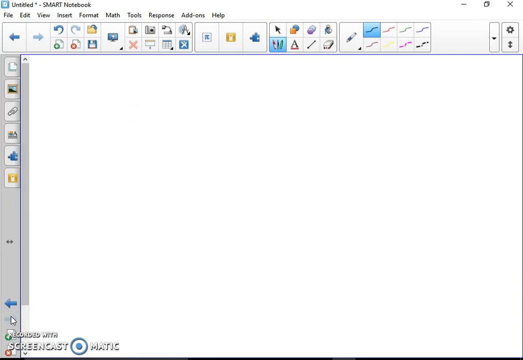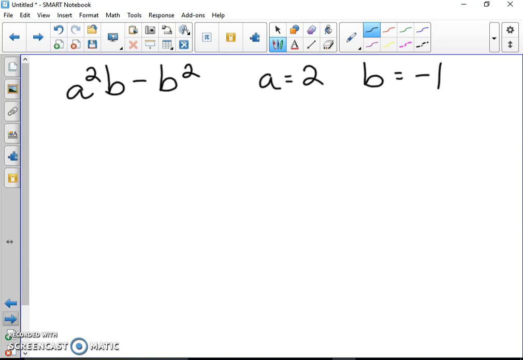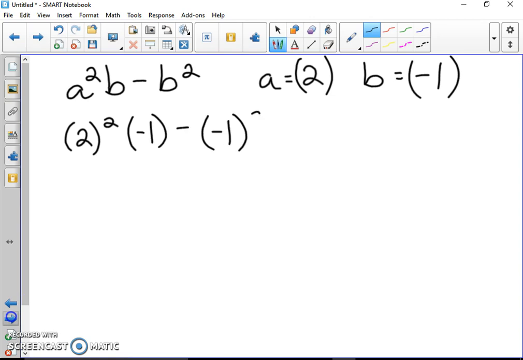Another thing we might see is an expression that has more than one different variable. So an example of this would be a squared times b minus b squared. And let's say that a equals 2 and b equals negative 1. So let's plug in what we know. For every a, I'm going to plug in a 2. So I have 2 squared. For every b, I'm going to plug in negative 1. And I always include parentheses. Minus (negative 1) squared.